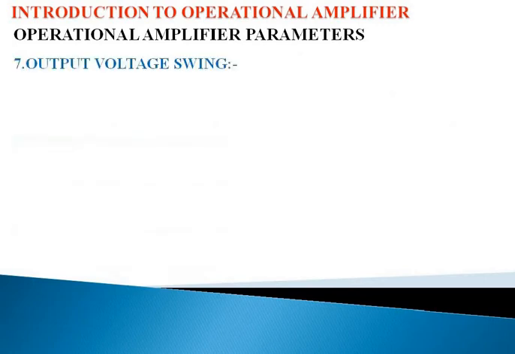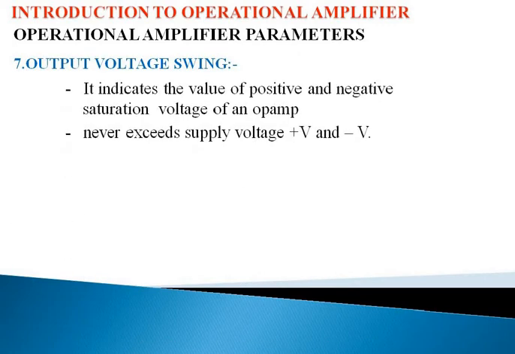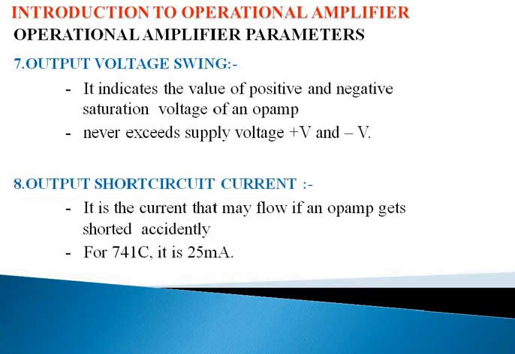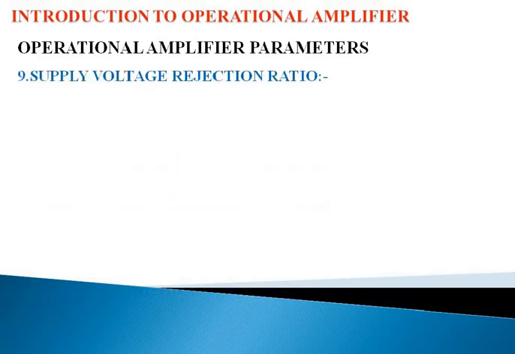Next is the output voltage swing. It indicates the value of positive and negative saturation voltage of an op-amp. It never exceeds the supply voltage plus V and minus V. Next is the output short circuit current. It is the current that may flow if an op-amp gets shorted accidentally. And for 741, it is 25 milliampere.